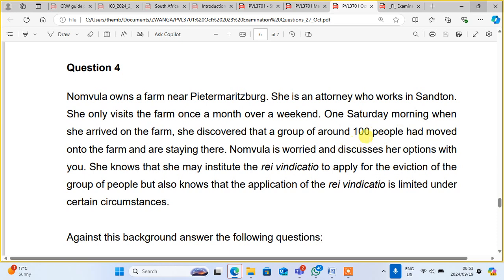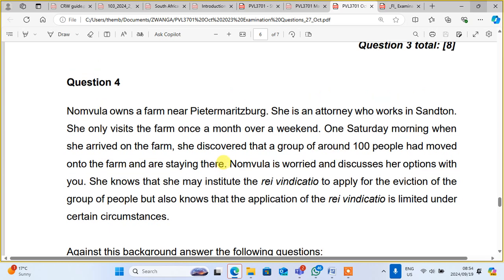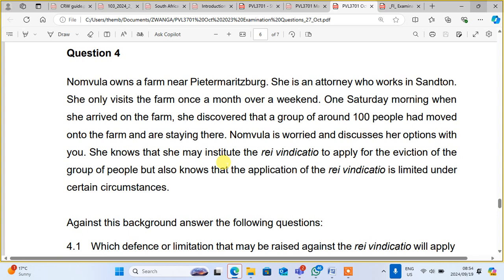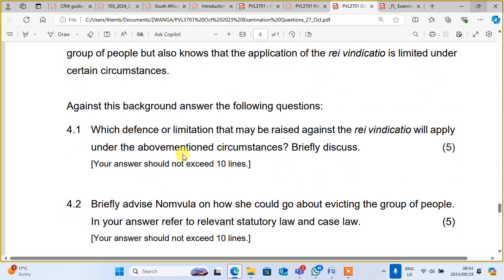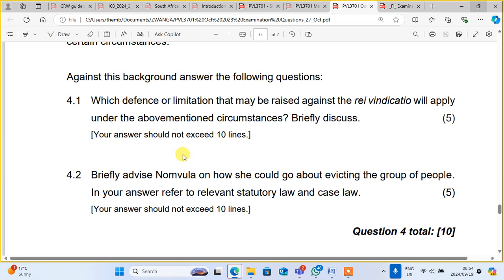When you hear that they've moved, it means that those people are unlawful occupiers and they are protected by the prevention of illegal eviction. You already know this by now. Then we have Nomvula, who is worried and discusses options with him. She knows that she has the rei vindicatio, but there's a limitation regarding that. In this situation, you are not relying on 4.1. I will leave it because I'm not focusing on vindication. I will go to 4.2.